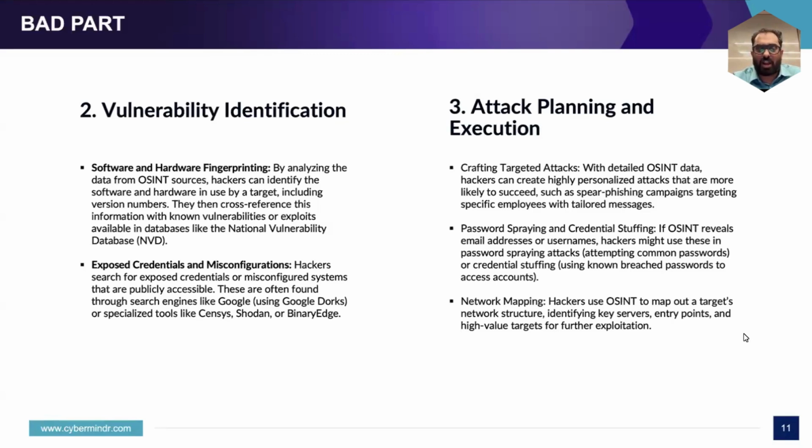That's how software and hardware fingerprinting is done. Once they have done that fingerprinting, they know exactly which asset needs to be exploited, or which asset is misconfigured. So they will exploit those misconfigurations. And again, they do a lot of planning and execution. At the time of exploiting, they want to map the entire organization, through network mapping. Sometimes they do password spraying and credential stuffing attacks throughout the organization.